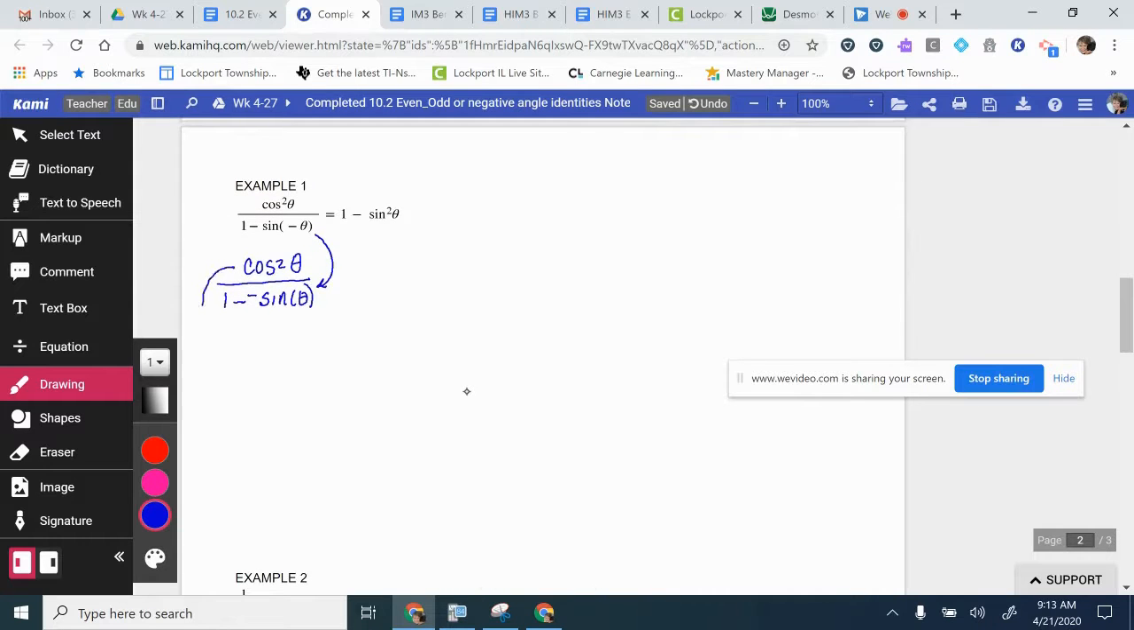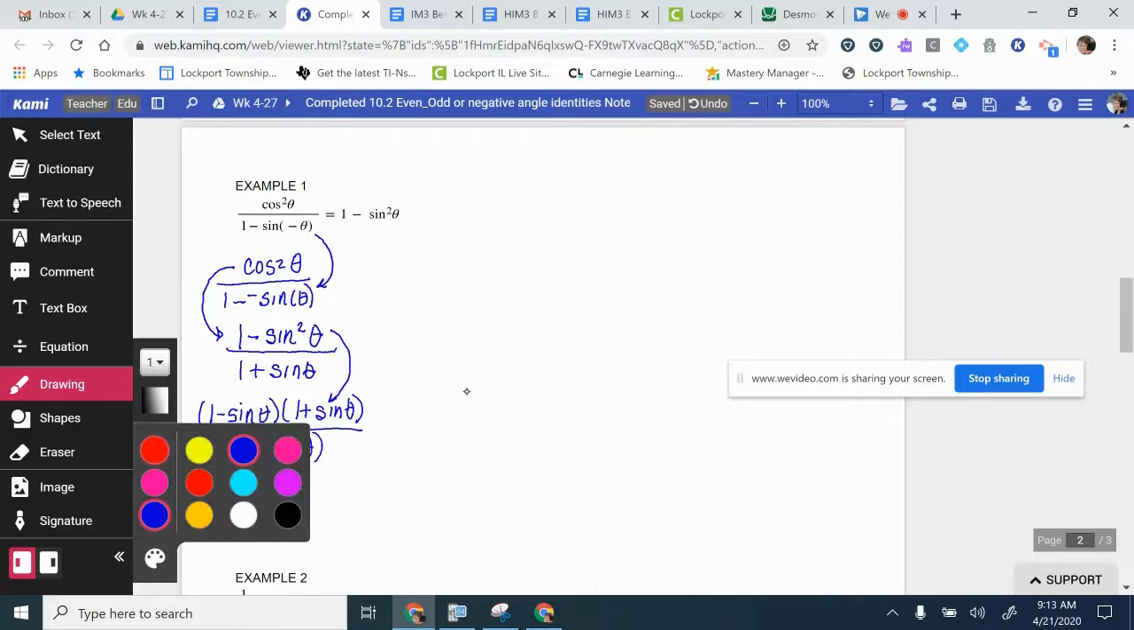My next maneuver is going to be to use that Pythagorean identity I learned and replace cosine squared theta with 1 subtract sine squared theta, and we would tidy this up. My next maneuver is going to be to do some factoring. So I have 1 minus sine theta times 1 plus sine theta all over 1 plus sine theta.